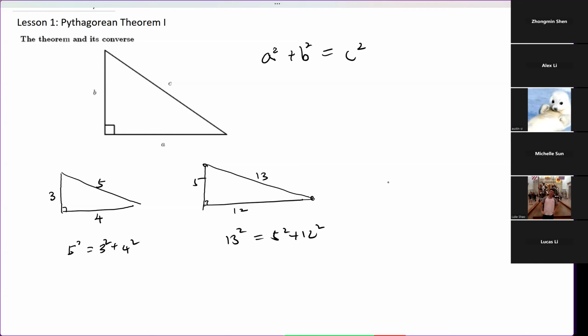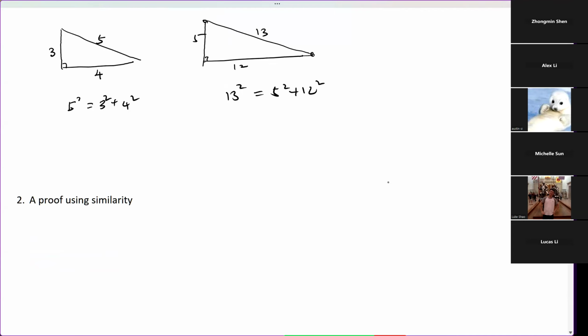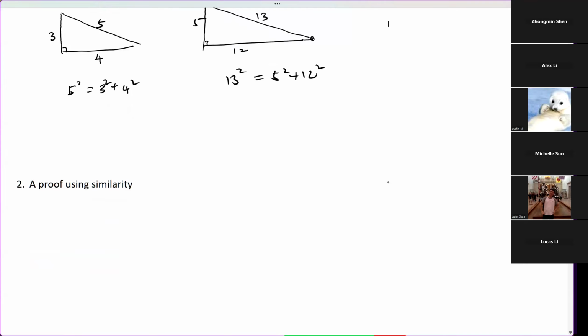Then maybe you can figure out how to prove it. So I'm going to give you a very simple proof. There are many ways to prove it. So how do you do that? Well, I put the right triangle in the following way. This is a right triangle, and this side is A, this side is B, this side is C.